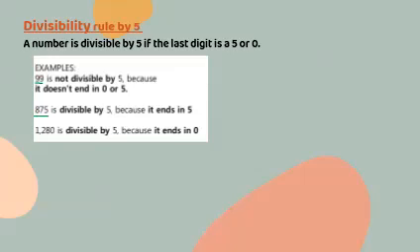While the number 875 is divisible by 5, because if you look at the ones digit here, you're going to see a 5. That means the number is divisible by 5. And also the last number, which is 1280, ends with a 0.